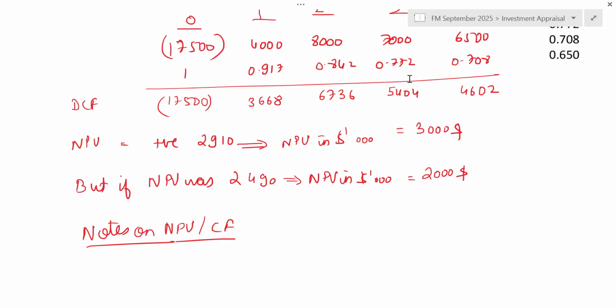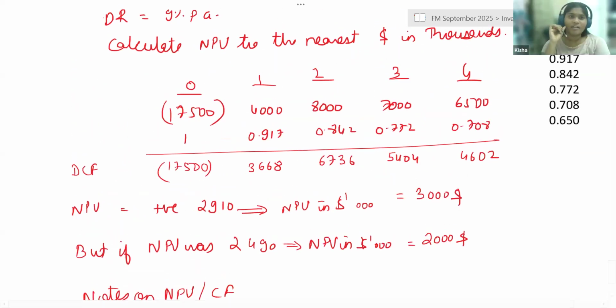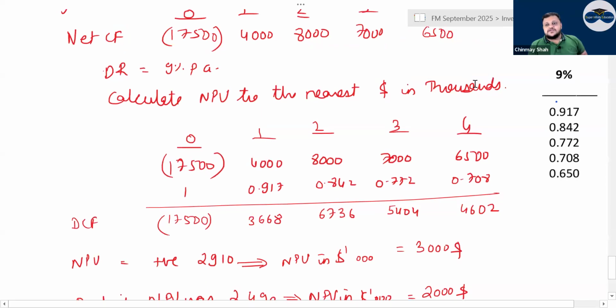Sir, I have a doubt. You asked in 1000, so I thought we have to divide by 1000, and I thought it is 2.9, or 3. But what have I written? Nearest dollar in thousand. If I had written write the value in dollar thousands, then your answer was correct. Is there a difference between both of them? I am saying nearest dollar in thousand. But if I had said calculate the NPV in dollar thousands, that would be different.